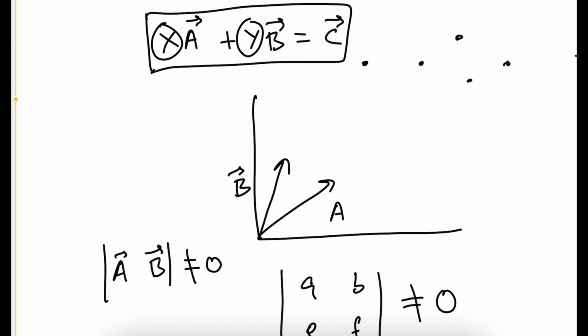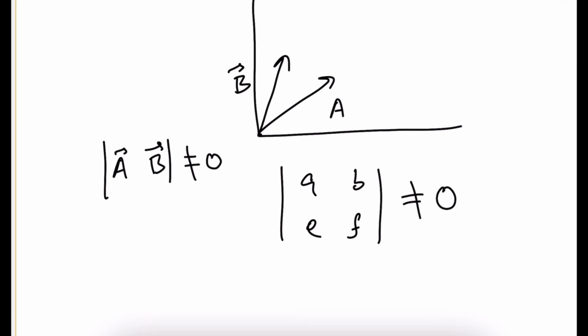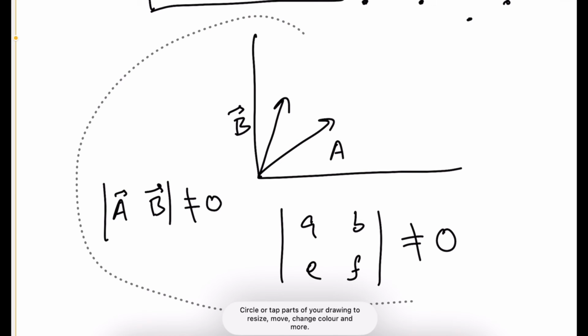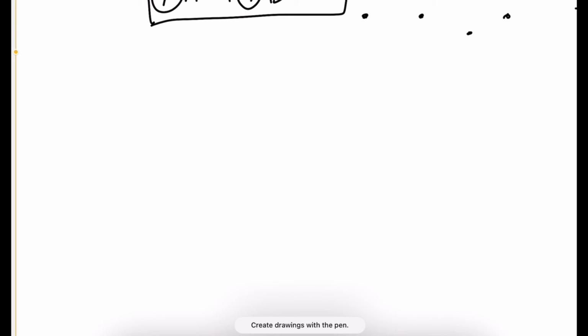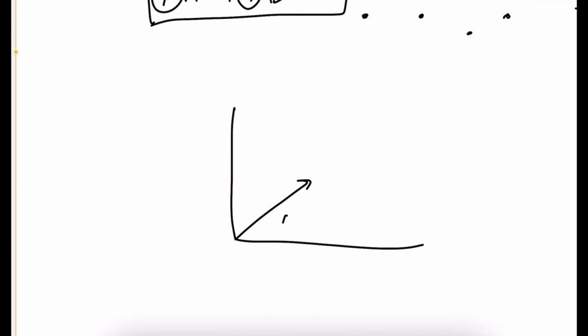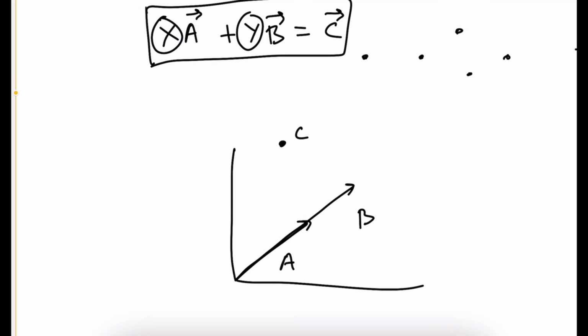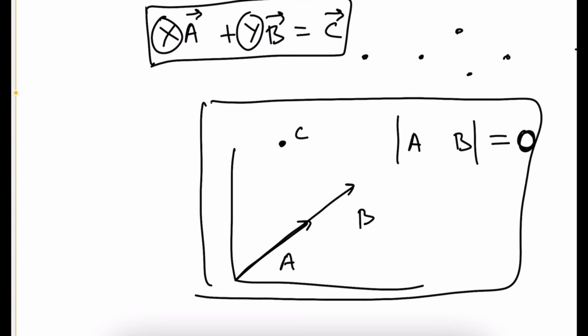Now, what if A looks like this and B looks like this? Basically B and A are parallel. They lie along the same line. Now the problem here is, if C was somewhere here, there is no way you'd be able to find x and y such that you get to C. So if the determinant of A and B is zero, then no solution.